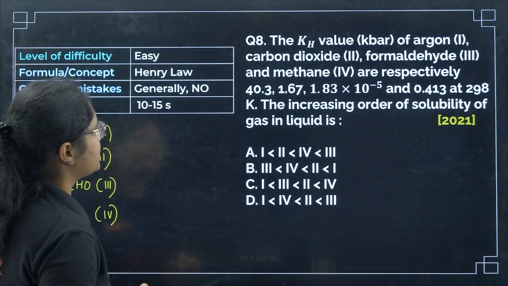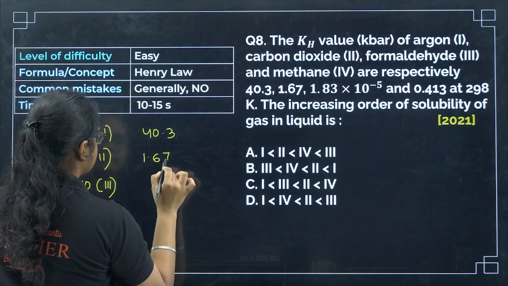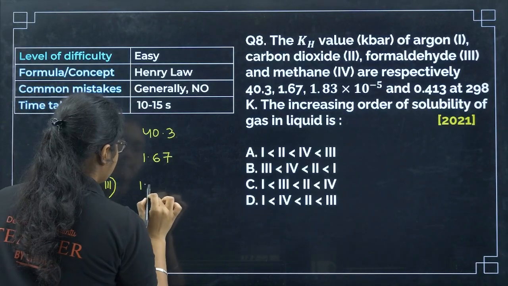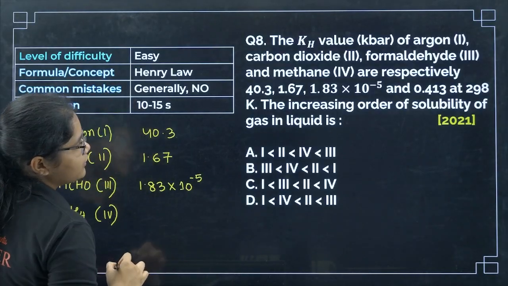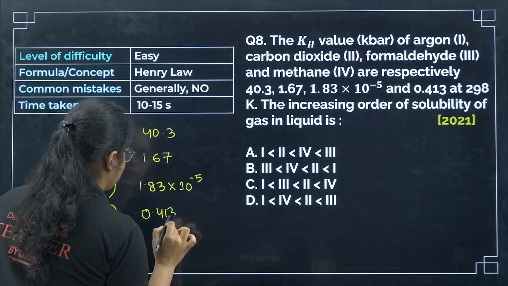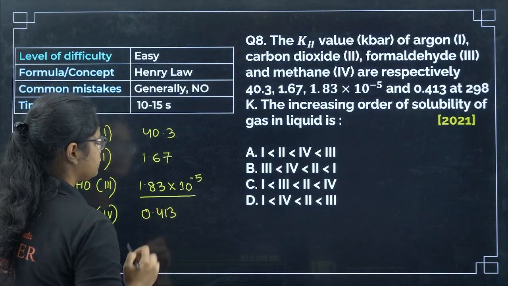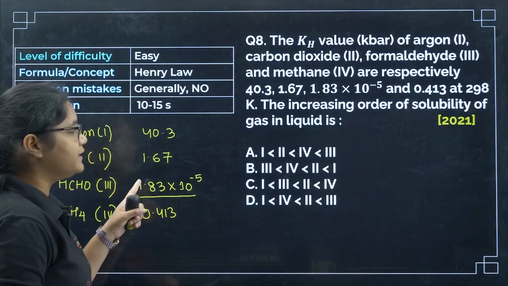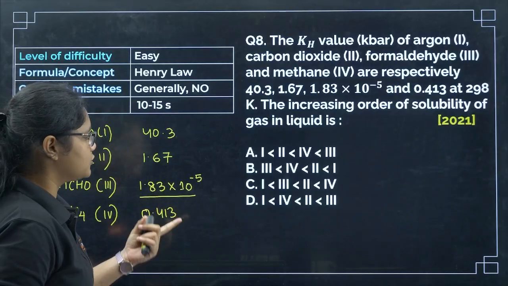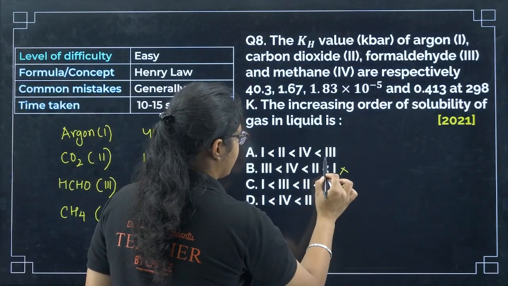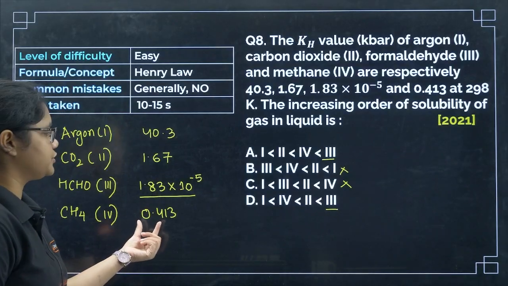The values given are 40.3, 1.67, 1.83 into 10 to the power of minus 5, and then 0.413. Now if you see the third one, this has the least KH value. This means highest solubility. So third one will have highest solubility. I can have these two options. Next, the least value is for option number 4.